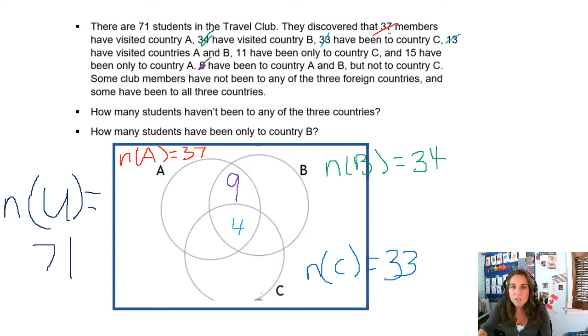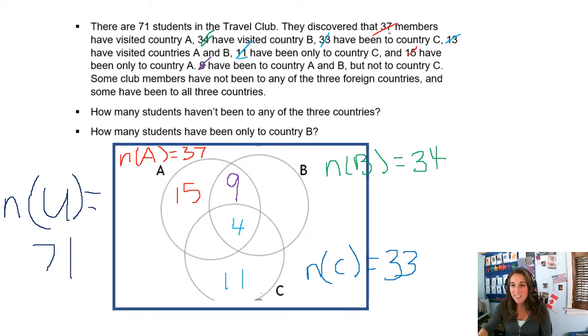Let's see if I can use this 11 now. 11 have been only to country C. So that's this piece right here. It's not really going to help us yet, but we can leave it labeled. So I've used that. And 15 have only been to country A. So again, just like before, just country A is right here. I can label that. I know that 15 have been to country A.